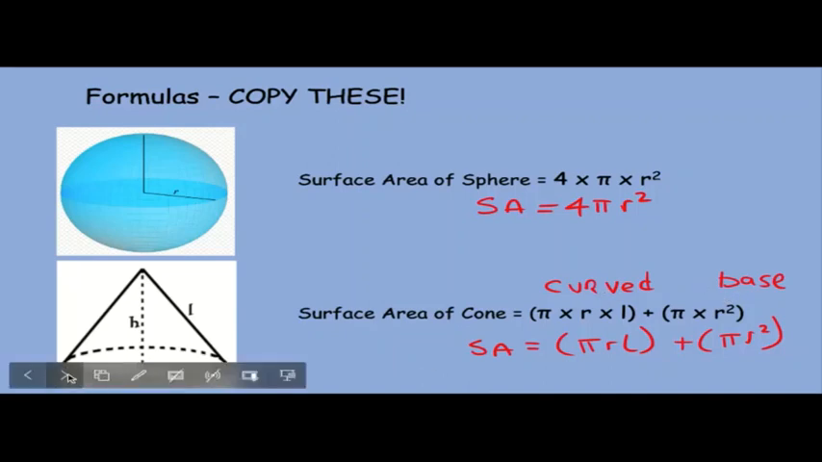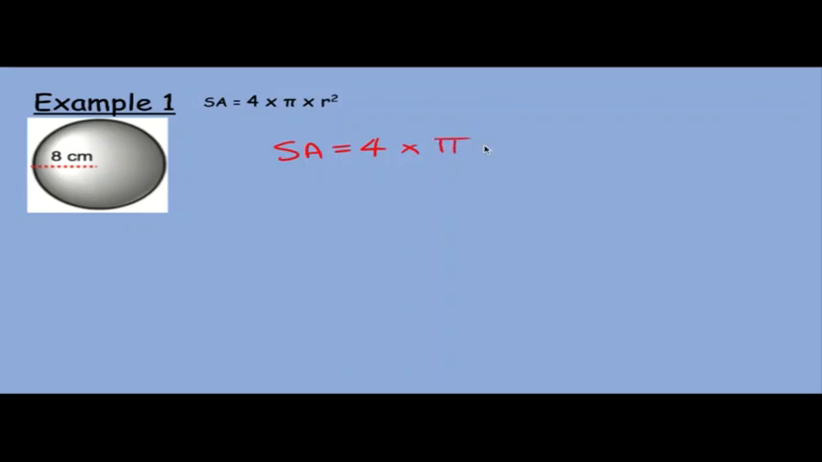So let's have a look at a couple of examples. So side heading, examples. So here's our first one. So we've got our formula here. We're just going to rewrite it by putting in the actual values. So obviously the 4 and the pi don't change. But now instead of r, I'm going to write down 8. So I'm going to put that into my calculator now. So make sure you've got your scientific calculator.